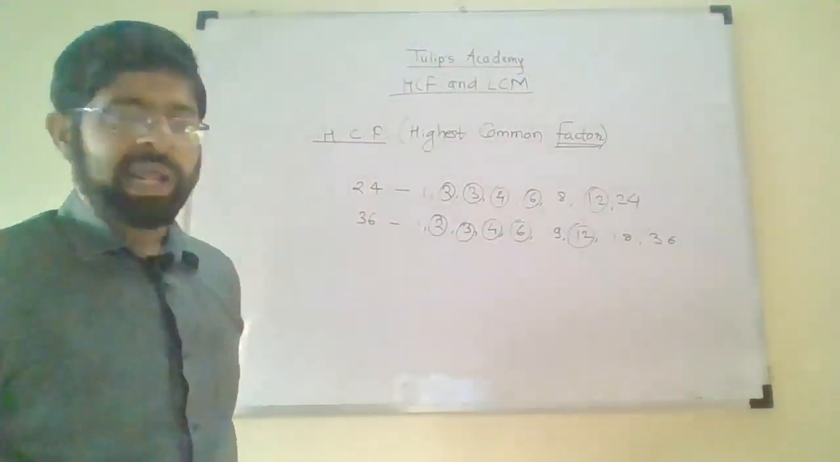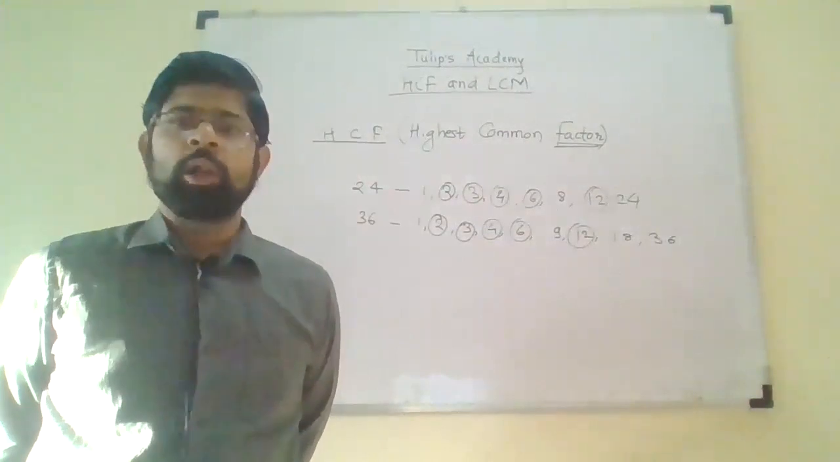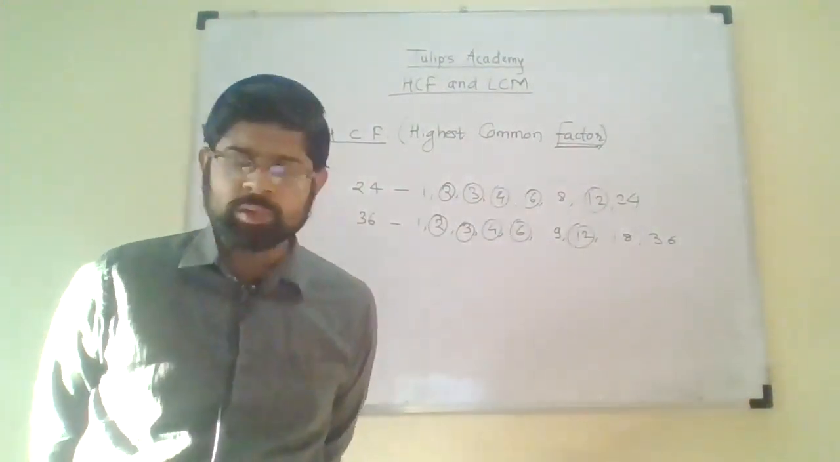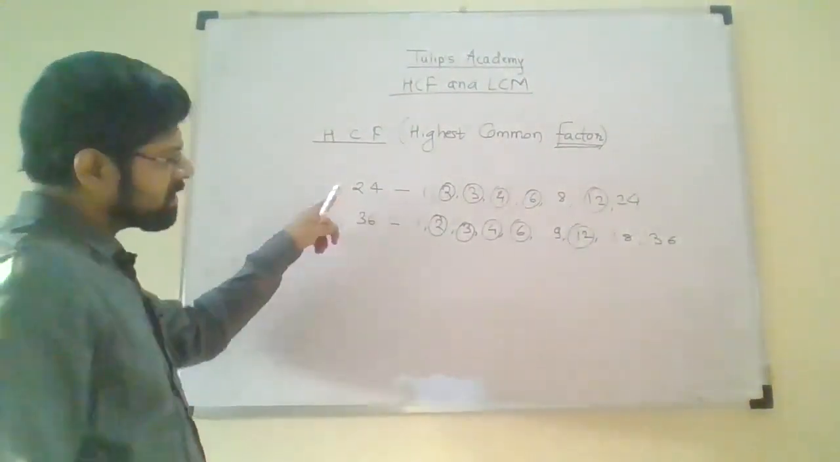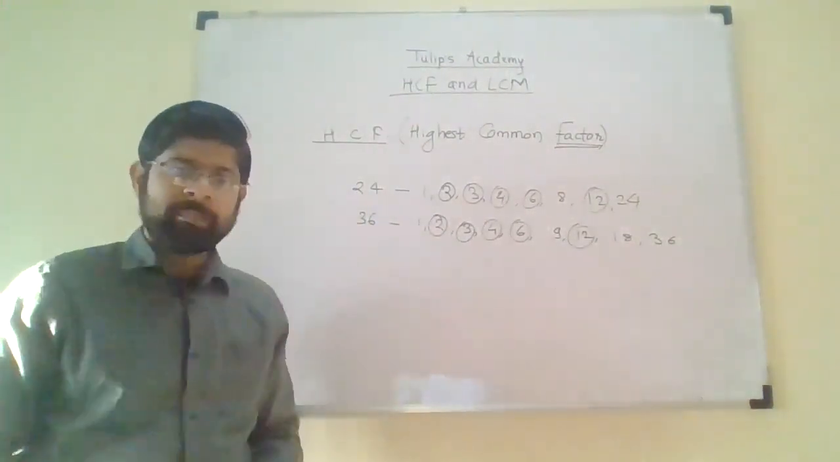That is, the prime factorization method is one of the methods, and the second is the long division method. We will see these two methods one by one. First of all, we will go to the prime factorization method. So what is the prime factorization method? We will see both the same numbers. We will calculate the HCF of these two numbers only by prime factorization.